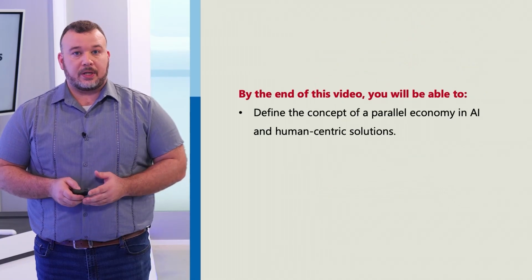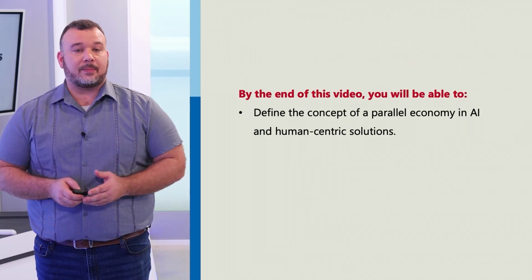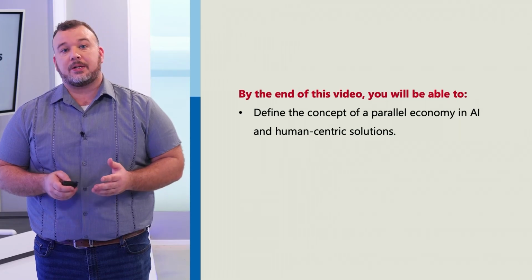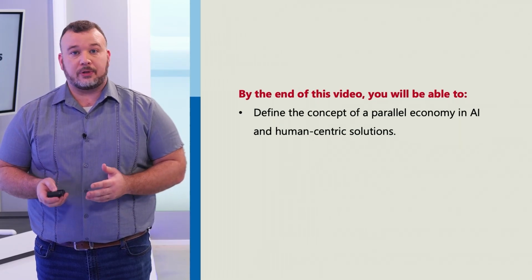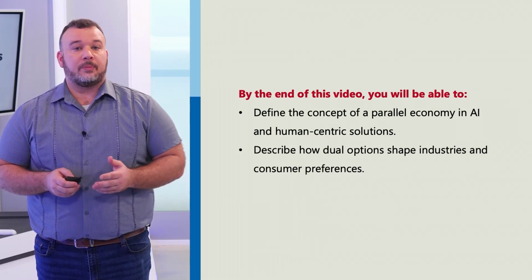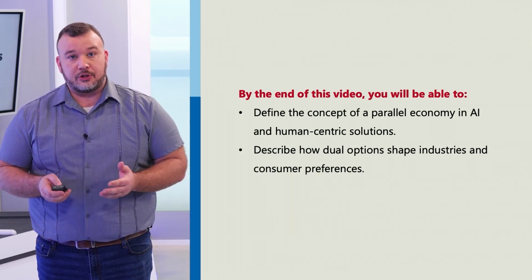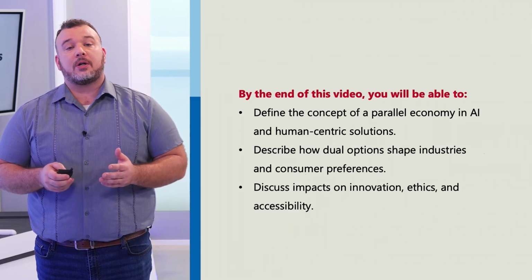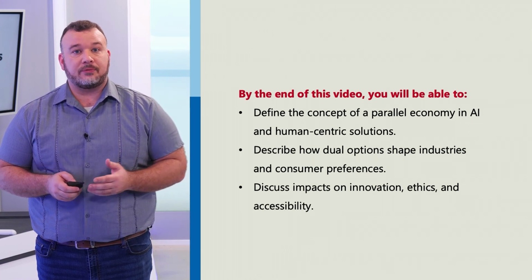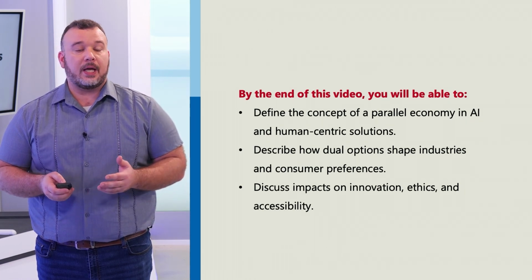By the end of this video, you'll be able to define the concept of a parallel economy as it applies to AI and human-centric solutions. You'll be able to describe how these dual options shape industries and consumer preference. You'll also be able to discuss the implications for innovation, ethics, and accessibility.